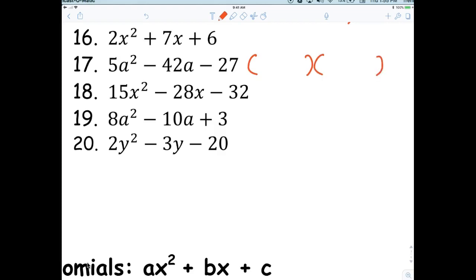What is it? I think I have it: 5a plus 3 and a minus 9. I found that all by myself. Good. Okay, you doing okay?